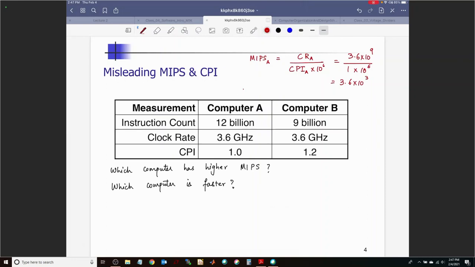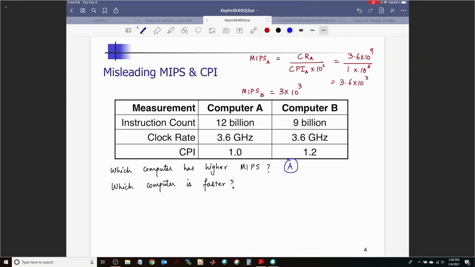And if you did the same calculation for MIPS for computer B, same formula, you would get 3.6 divided by 1.2, and giga here and 10 to the 6 there. So 10 to the 3 should get 3 times 10 to the 3 million instructions per second. So clearly, if you just look at MIPS, it looks like computer A has higher MIPS. So it's able to do 600 more instructions per second compared to computer B.